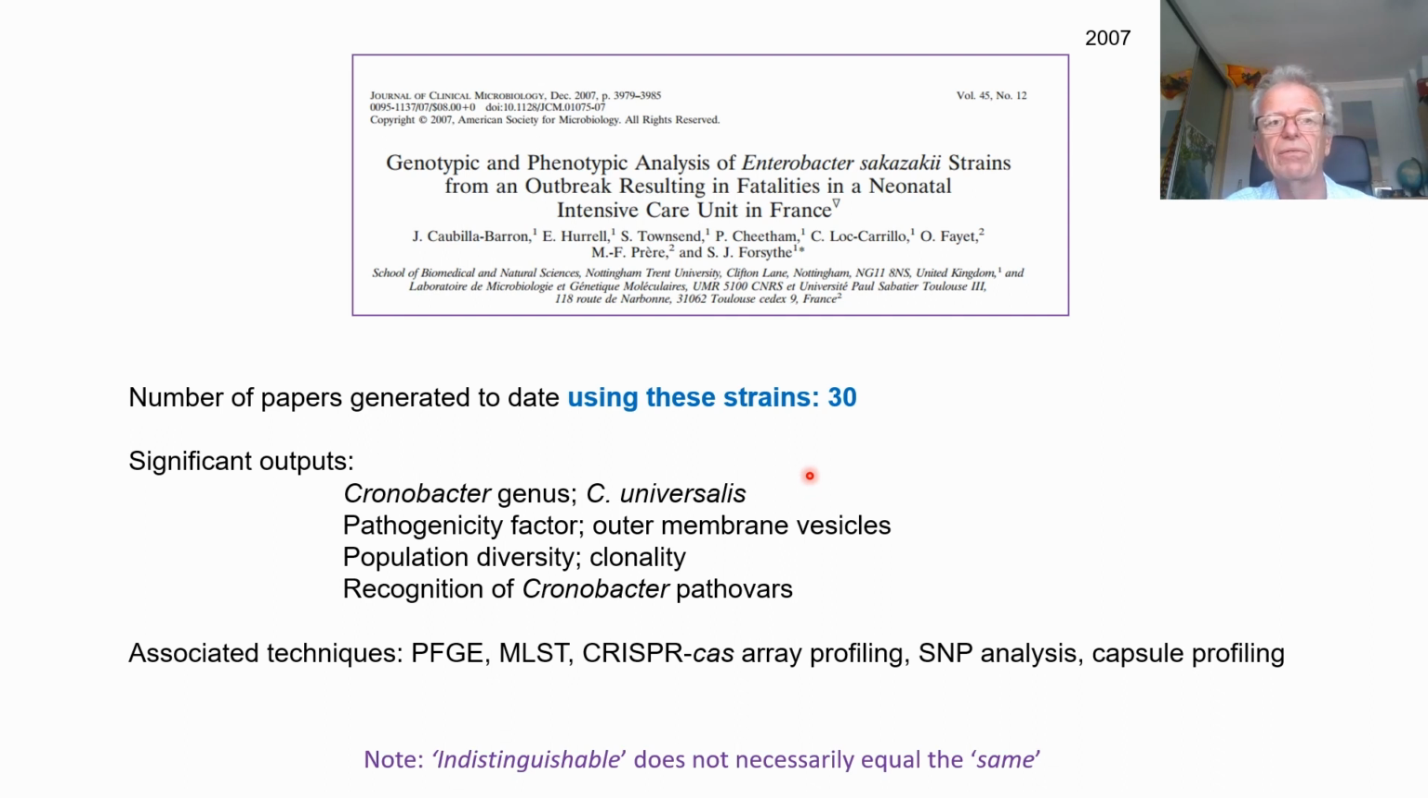Cronobacter universalis. It also led us to finding that sometimes the potential of pathogenicity, the virulence, may be due to outer membrane vesicles. It led us to recognizing the issue of clonality and the issue over Cronobacter pathovars. And we've gone all the way through from pulse field gel electrophoresis, multi-locus sequence typing, CRISPR-Cas arrays, SNP analysis, capsule profile, exhausting list. Bottom line, indistinguishable does not necessarily equal the same.